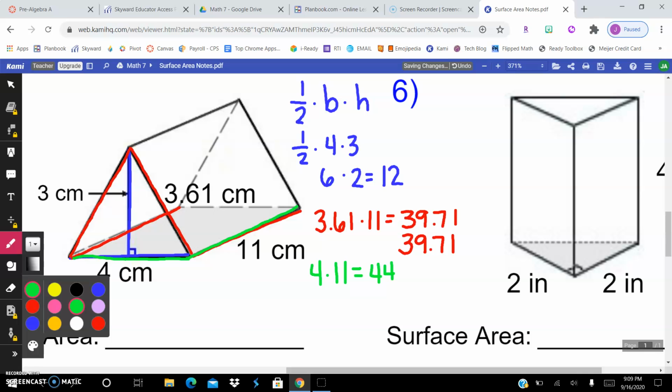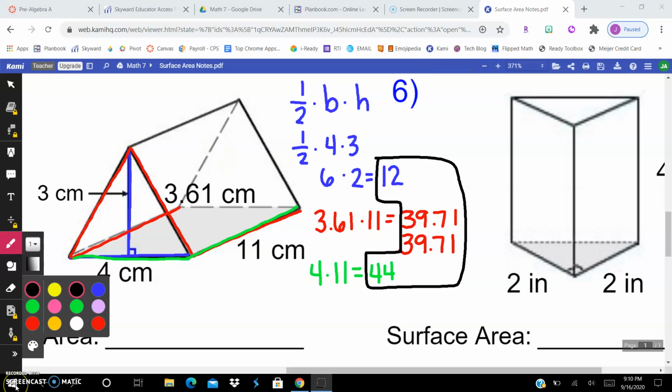So now, to find our final answer, we have to add up those 4 numbers. 12 plus 39.71 plus 39.71 plus 44 gives us an answer of 135.42, and our label is centimeters squared.